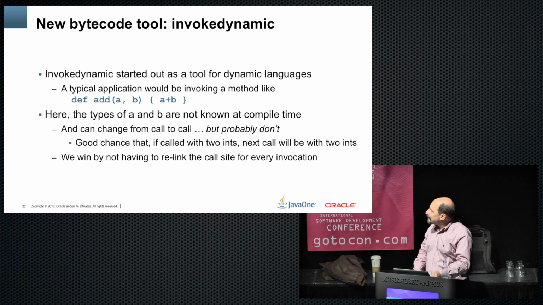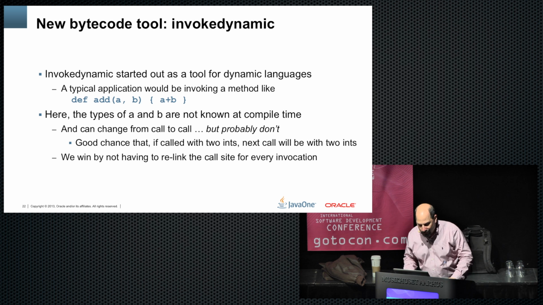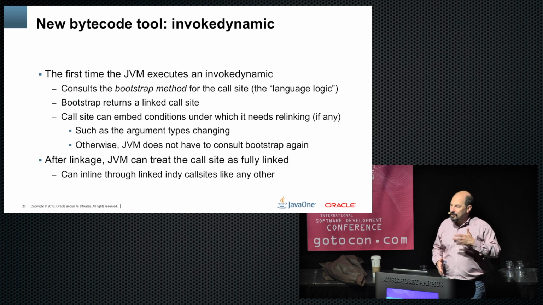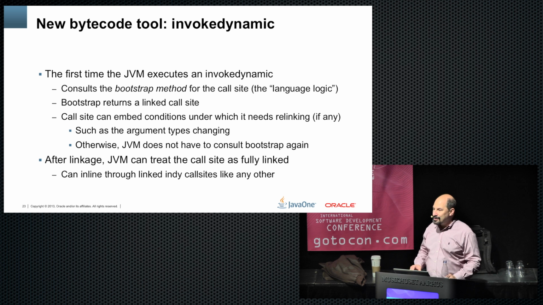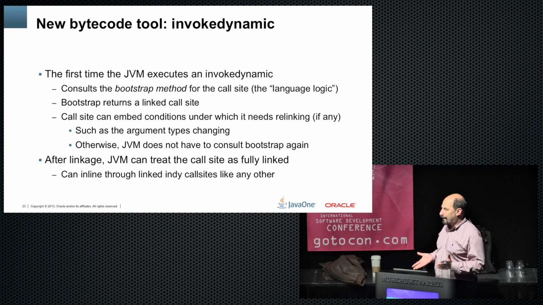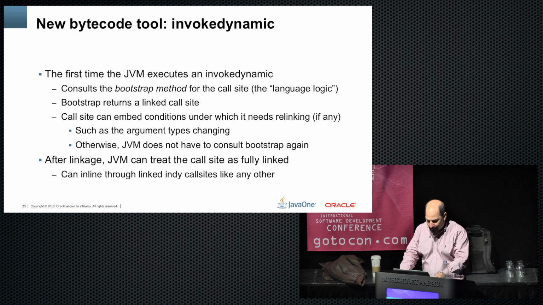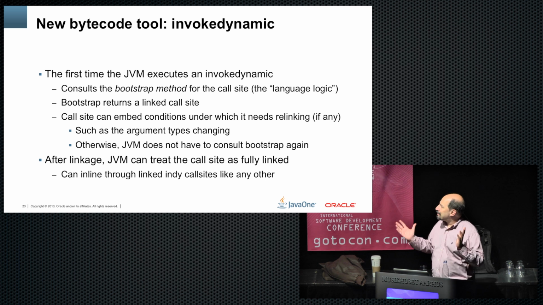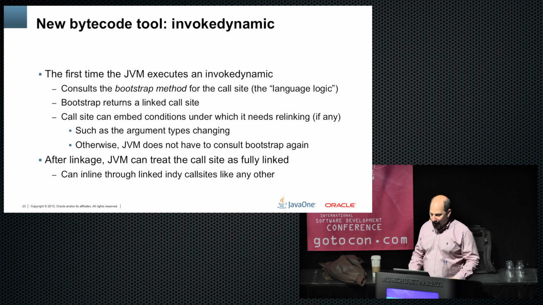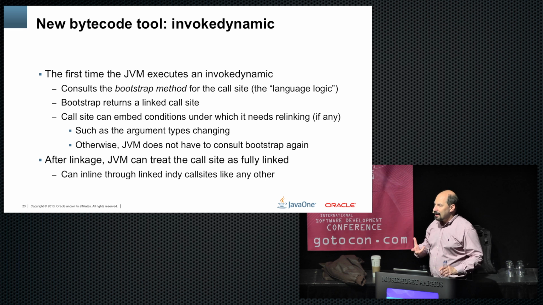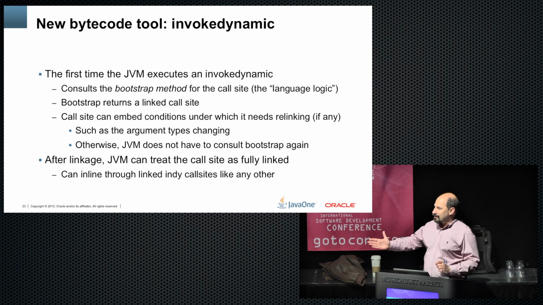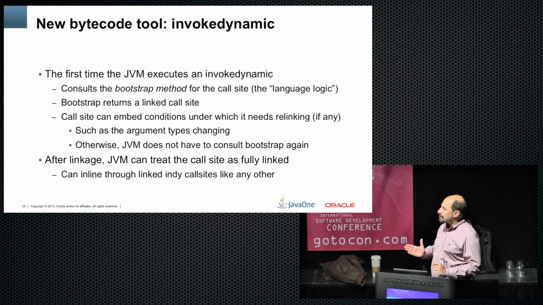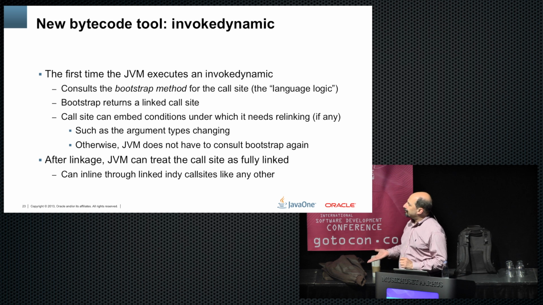There are multiple phases for a given invoke dynamic call site. The first time you invoke a given call site, it has to do some expensive one-time linkage work. So it consults this language logic, which we call the bootstrap method. And that's going to do some work. It's going to do some lookups. Maybe it's going to spin some classes. It's going to do whatever it's going to do. But it only gets done once. And then it returns a linked call site, which embeds, here's your linkage target, and here are the conditions under which you might have to relink.